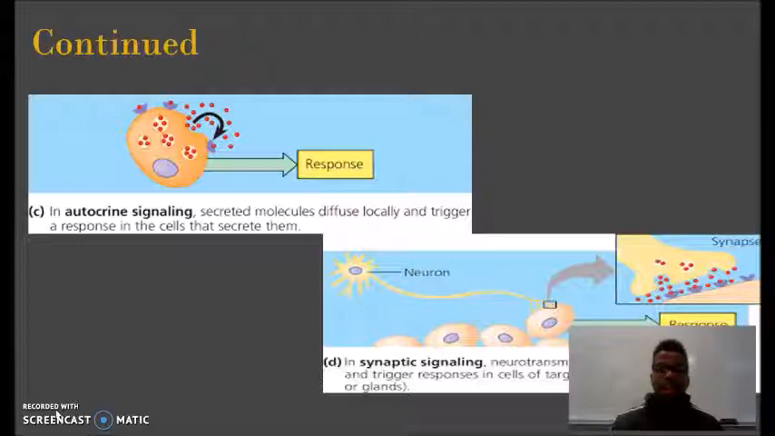The last 2 types of intracellular communication are synaptic signaling and neuroendocrine signaling. These secreted molecules are crucial for neurons, which are brain cells. They either end at a synapse at a muscle cell or at another axon terminal of a neuron, another brain cell. And what's secreted by these are usually neurotransmitters that diffuse down to the next neuron or into the muscle cell.